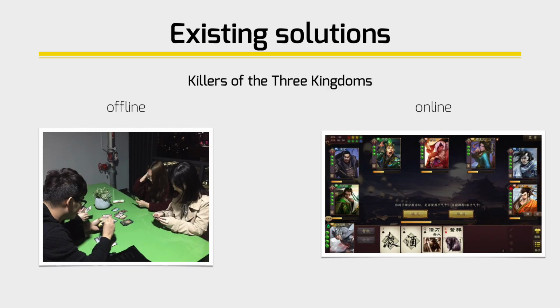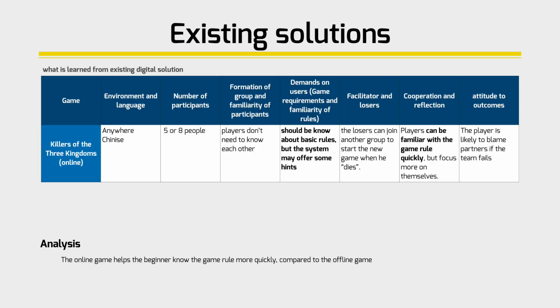The online version of Killers of the Three Kingdoms also has a lower requirement for environment. Moreover, this game also requires players to be familiar with the rules, because the rules of the game are very complex. Aiming at this problem, the online version can offer a better solution, that is, some hints of game rules can be provided while playing, which can help players, particularly beginners, to understand the game better.